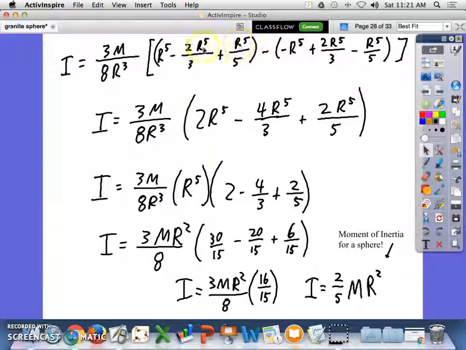We can simplify these terms to get this, bring out the r to the 5th, and then we've got this. Now we can put everything over a common denominator of 15. Simplify, we've got 16 15ths, we've got an 8 here, a 16 there, a 3 there, a 15, and that reduces to I equals 2/5 mr squared. And so we now have derived, well, we've integrated to get our moment of inertia of a sphere.